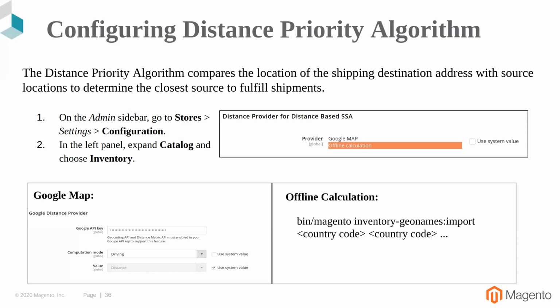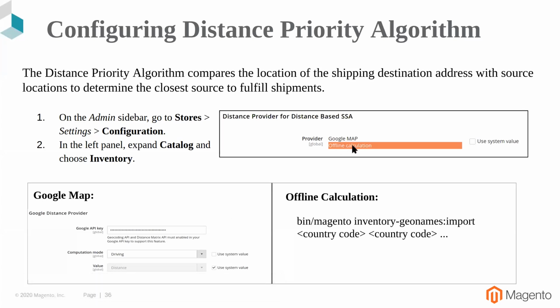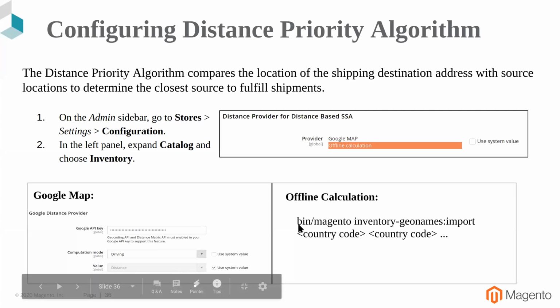You have to enable two different libraries for that. I have already provided that link where you can go through and configure this Google Map as your distance based SSA. And if you want to go for offline calculation, in that case you need to import and download all these geo codes in your system.